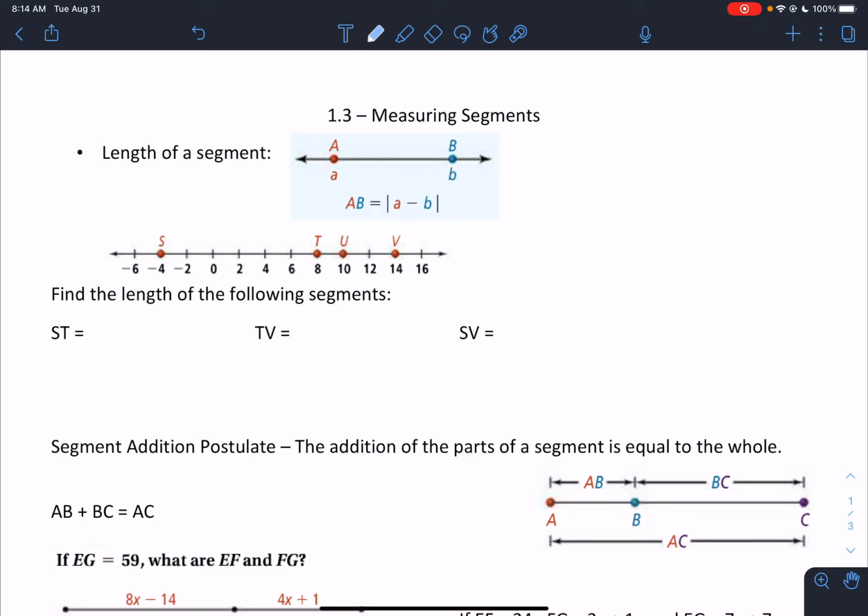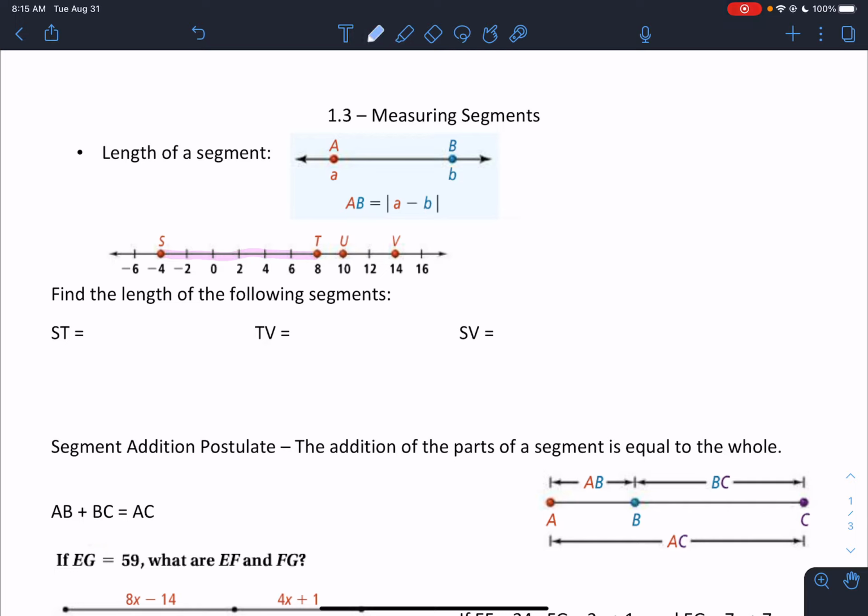All right, so today we're going to go through section 1.3, which is about measuring segments. For the length of a segment, you can always subtract the endpoints from each other. When you actually have a picture of a number line, it is a little bit easier just to count. So if I want to find the length of ST, that would be this length right here.